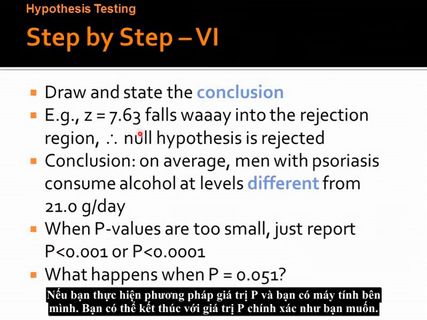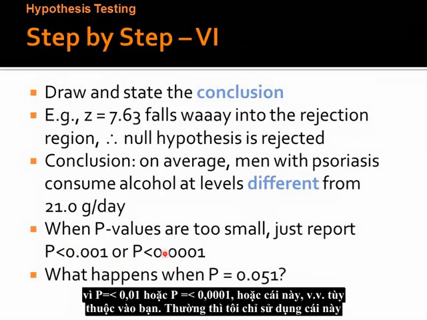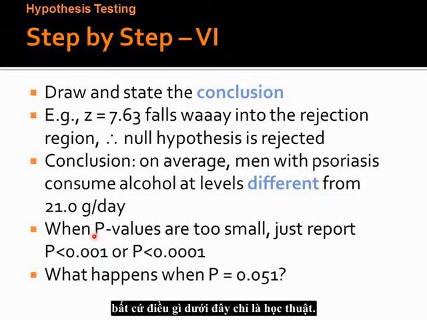Now, if you're doing the p-value method and you have a computer with you, you can end up with as accurate p-values as you want. So when you do that and you end up with p-values which are tiny, you just report them as p less than 0.01 or p less than 0.0001 and so on and so forth. Up to you. Usually I just use this. Anything below that is just academic.